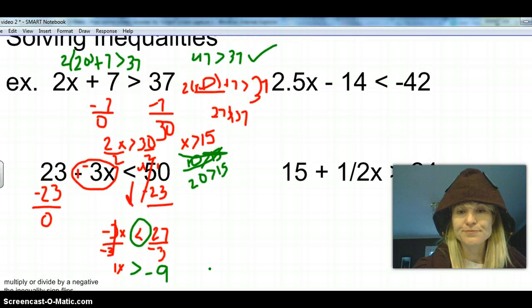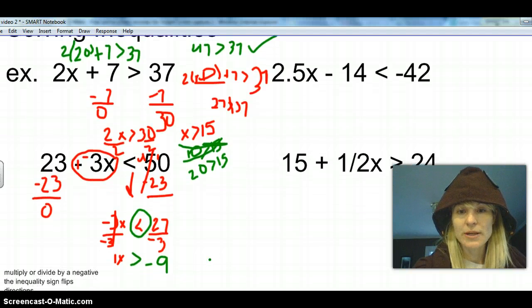All right, so let's go up and look at this question real quick. Here we have 2.5x minus 14 is less than 42.